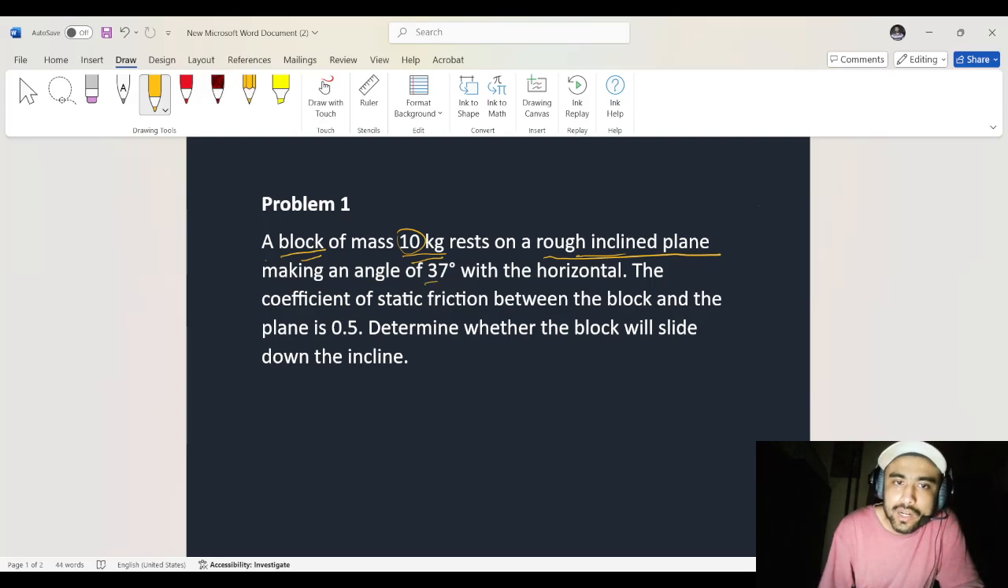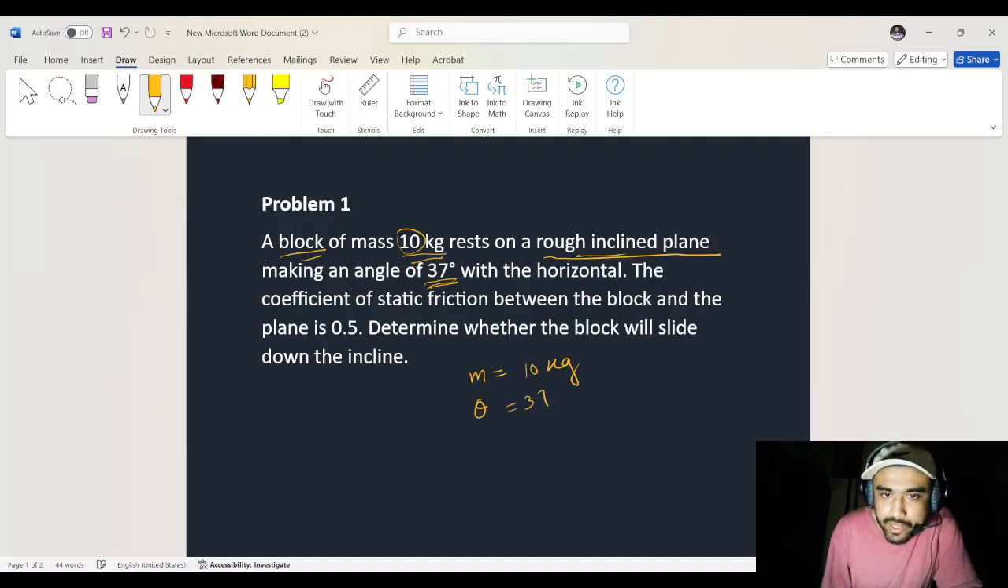Making an angle of 37 degrees. So the angle is 37 degrees. Let me note it down simultaneously. The mass we can denote with m. Usually we denote mass with small m. So m equals 10 kg. What else do we have? It is an inclined plane, which I will draw later. The angle is 37, so let me denote it with theta. Theta equals 37 degrees.